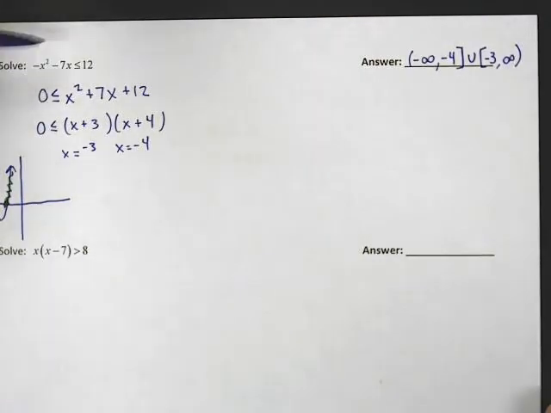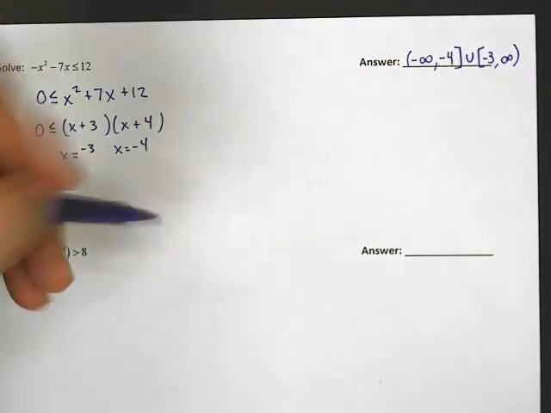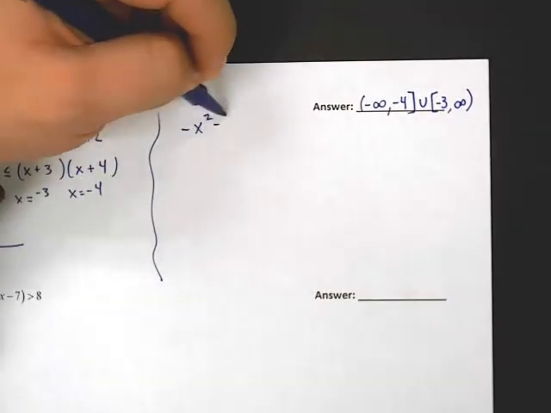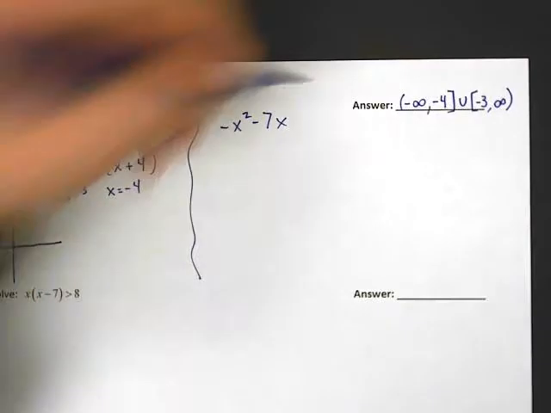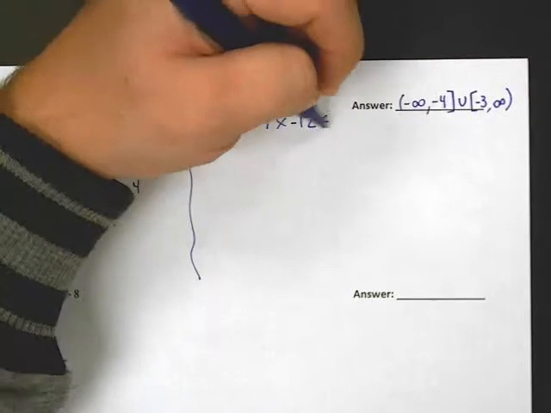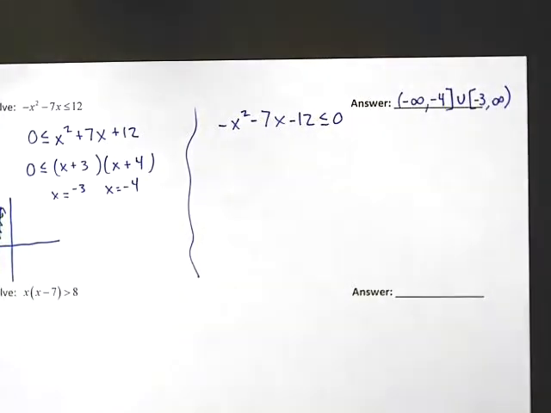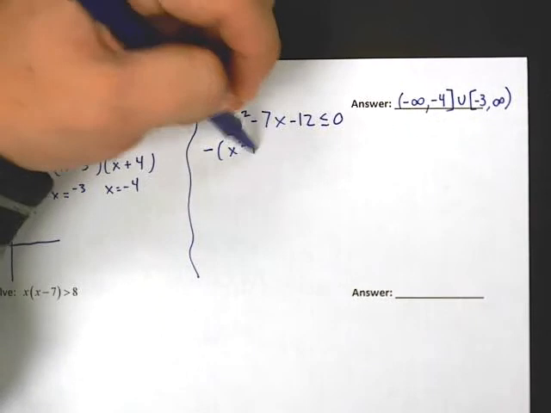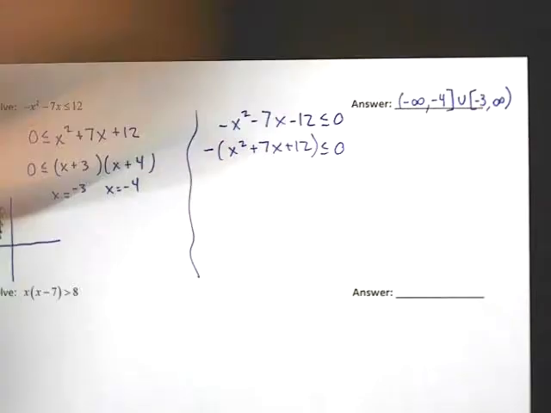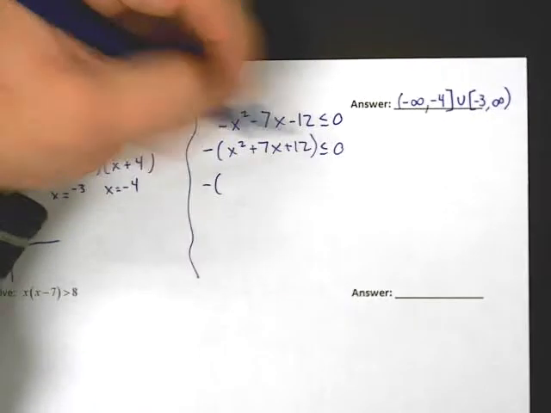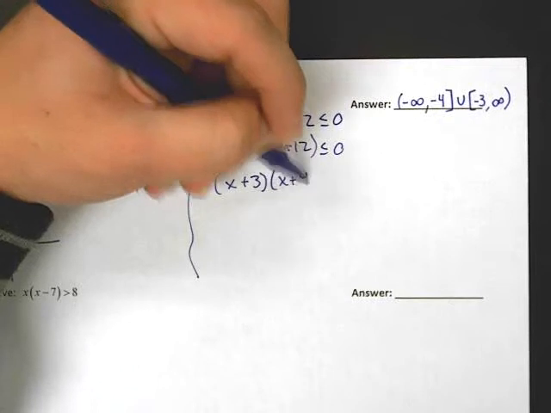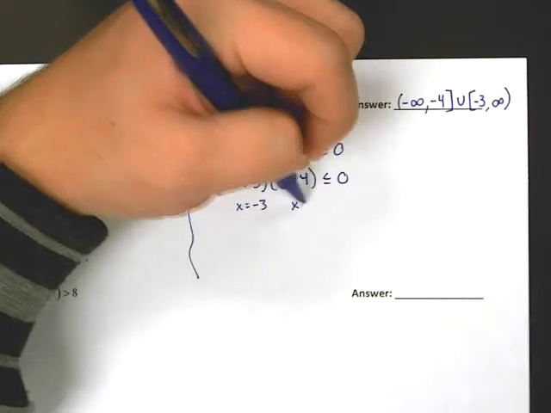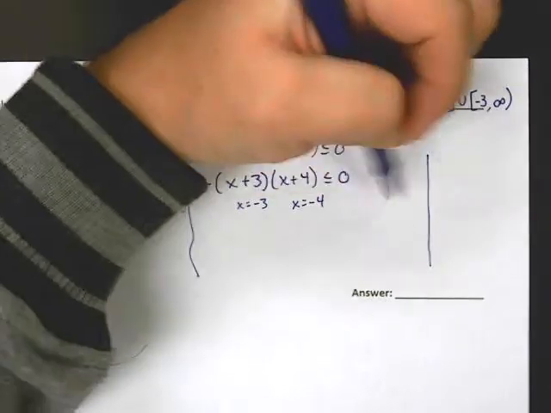I do want to actually take some time. What if I moved the 12 over instead? So we're going to do this problem a second time. And we have negative x squared minus 7x. And then this time I'm going to move the 12 over here. So now it's less than or equal to 0. Well, I would start this the same way, but I would need to factor out a negative. And then I could factor: x plus 3, x plus 4 is less than or equal to 0. Okay, so I still get the same critical values, which is pretty cool. When I go to sketch this, however, what is different?